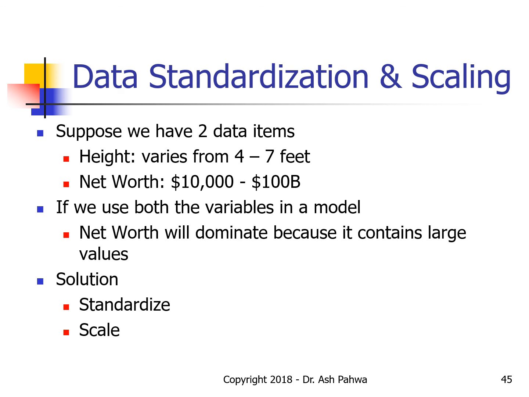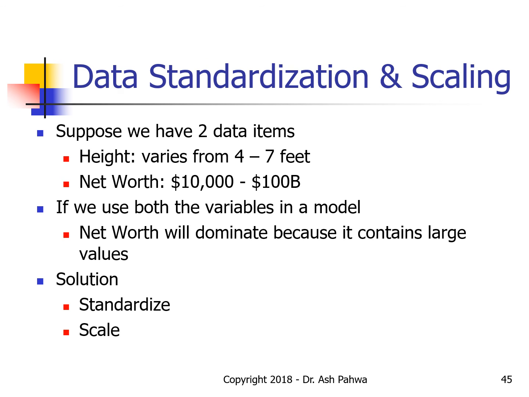But as far as net worth is concerned, it can vary from 10,000 all the way to 100 billion. So the range of the values is very, very high. Now if we use both these variables in a model, the net worth will dominate it because it contains large values, not because it is important, but just because it has large values.